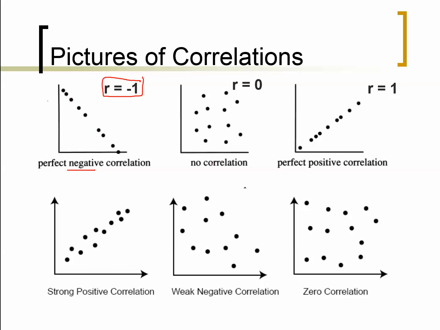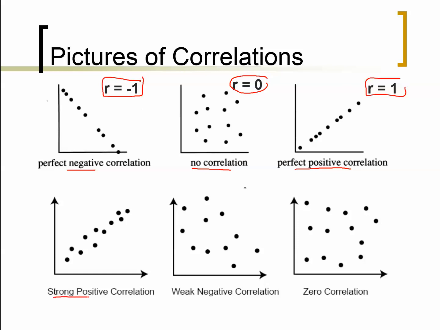The second picture is R equals 0, and there's no correlation. All of the points are scattered and they aren't grouped together in any direction at all. The third example shows a perfect positive correlation where R is equal to 1. All of the dots line up in a perfect line with a slope of 1.